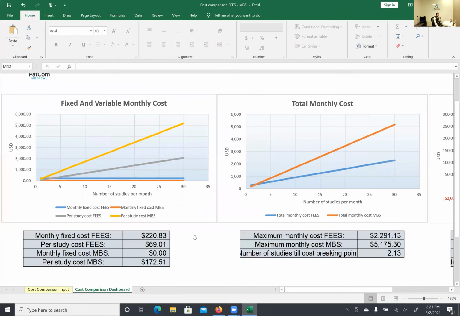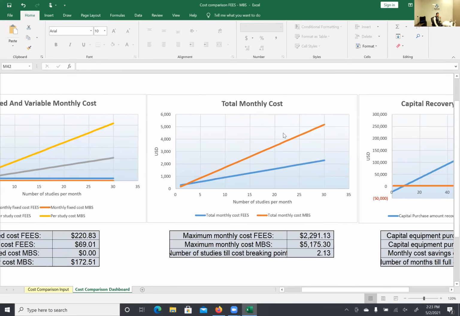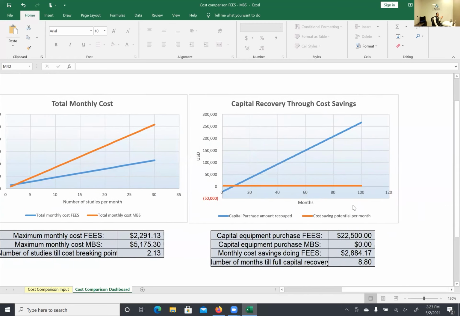We go back here. This still just gives us the breakout of the different costs. Now, the total monthly cost here, as you can see, the number of studies required to have cost savings with fees is 2.13. So remember, you have to round it up, so 3 studies per month. And then our capital recovery through the cost savings goes up to 8.8 months because our radiologist is not as expensive and we're trying to afford more equipment.